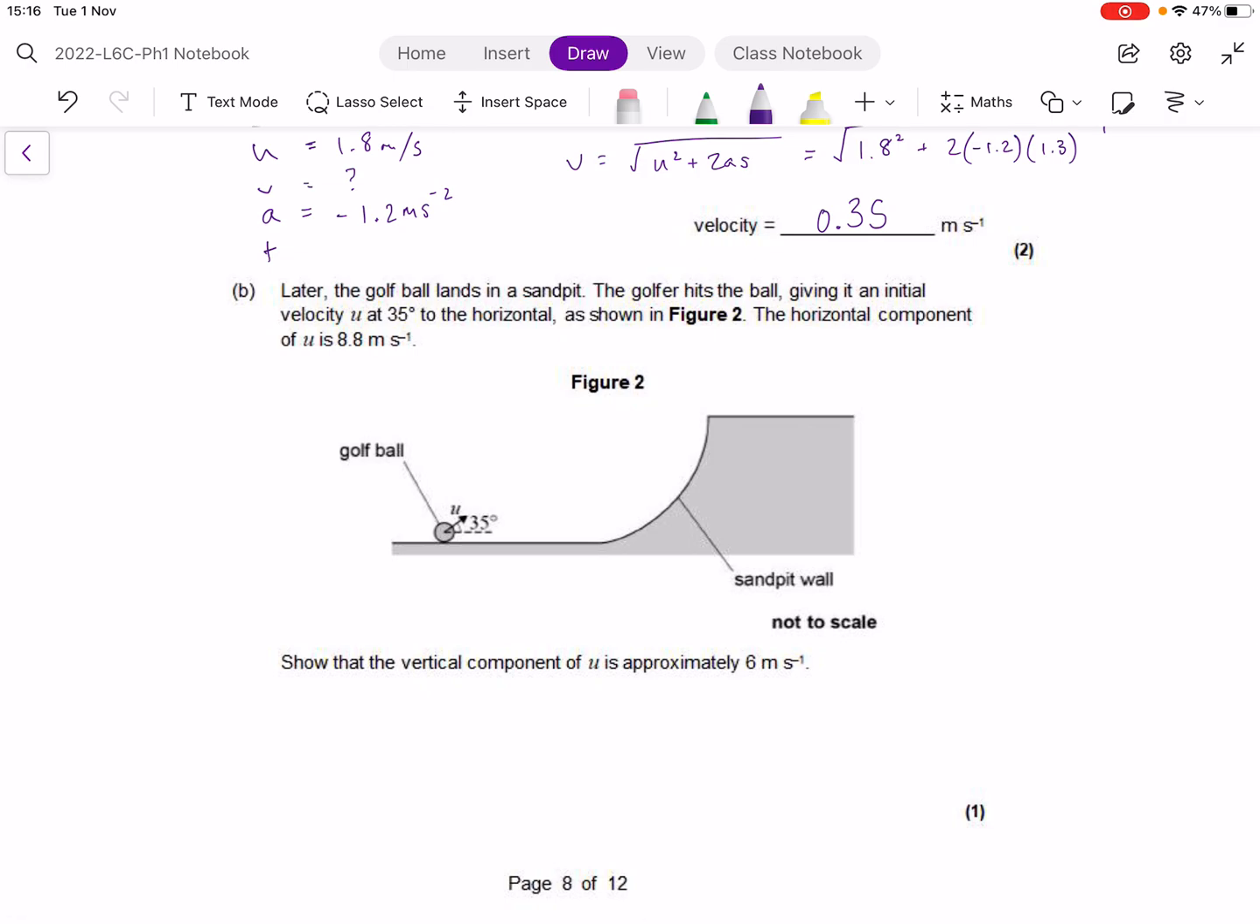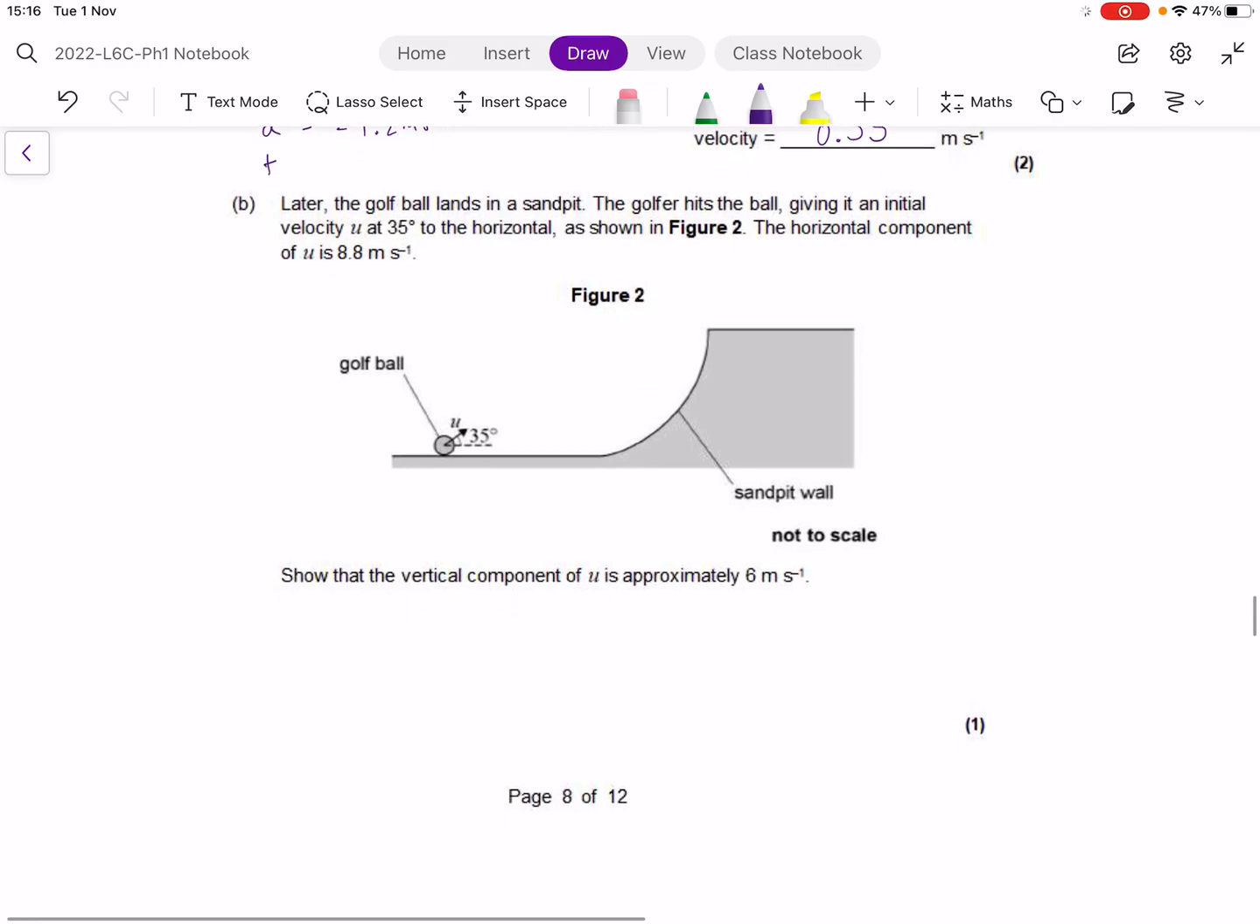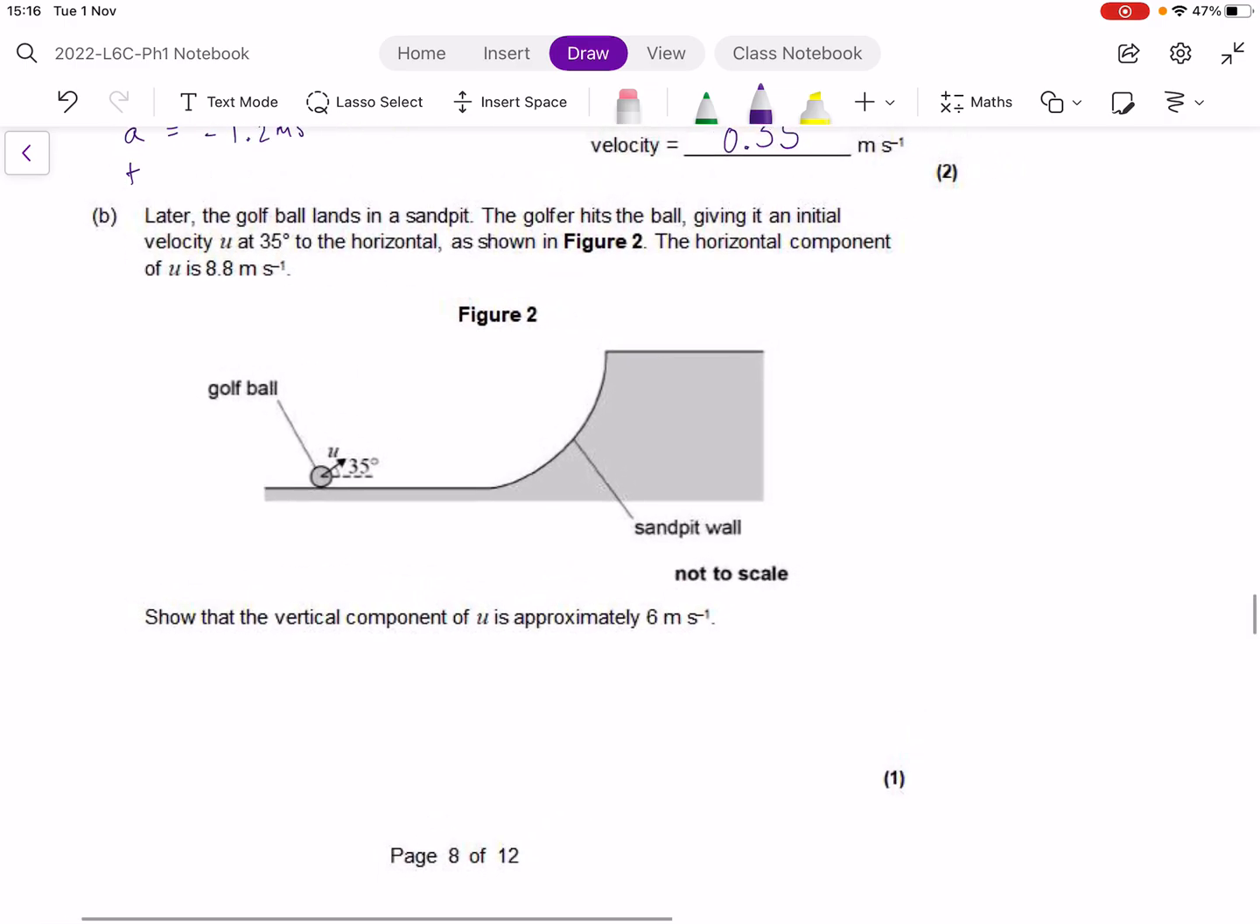Okay, the golfer hits the ball, hits it at velocity u, 35 degrees. We know the horizontal component of u is 8.8. So what we know then is that it's hit at u at 35 degrees, and we know that this value here is 8.8. But this is also u cos 35.